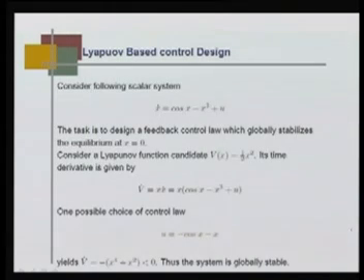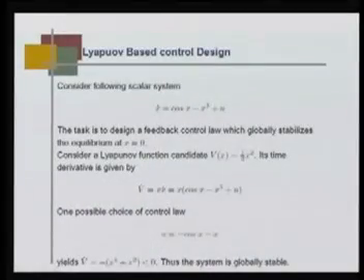Now, we will go to the backstepping concept, and how we can utilize it to design neural network based direct adaptive control for very complex systems. I will just introduce a little concept of Lyapunov based control and backstepping control.